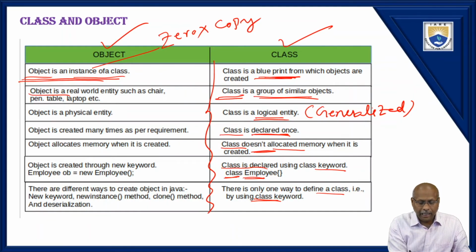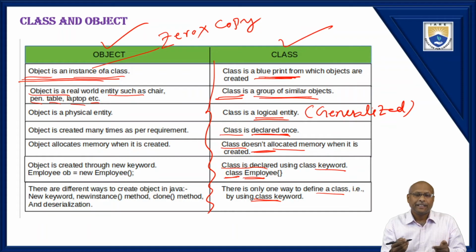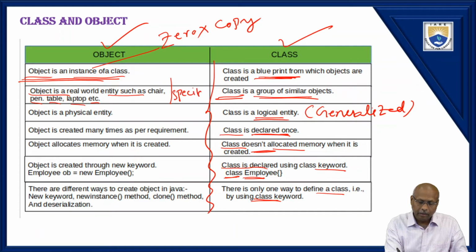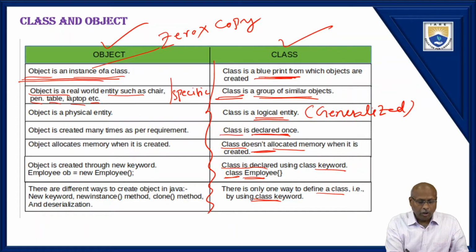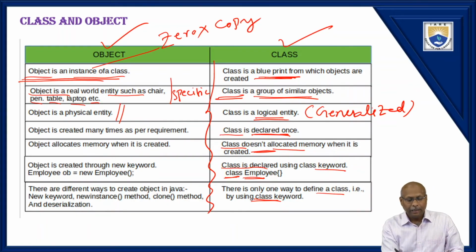An object is a real world entity such as chair, pen, table, laptop, etc., which you can see physically. So an object is a specific entity or real world entity, whereas a class is a generic entity. An object is a physical entity, whereas your class is a logical entity.